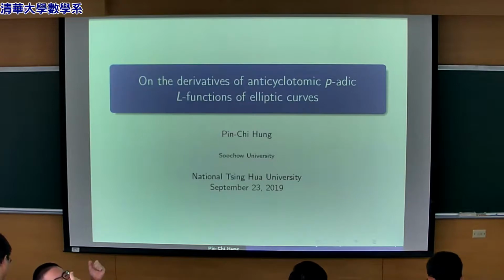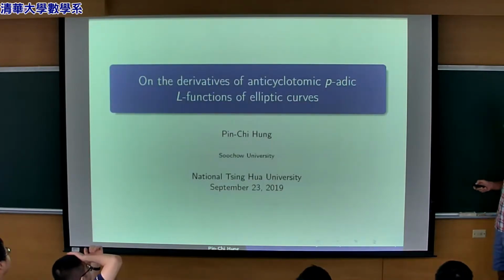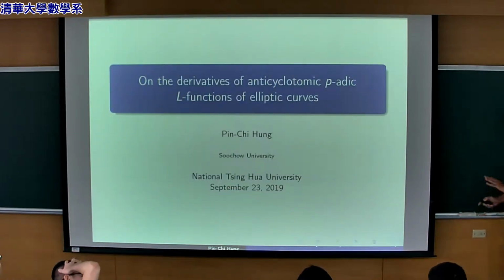So my talk is on the derivative of anticyclotomic p-adic functions of elliptic curves. Basically there are only two keywords: an elliptic curve, a one-dimensional object, and the derivative of some function attached to this curve. This geometric object has some function, and we want to discuss its derivative formula. This is the basic structure of the title.